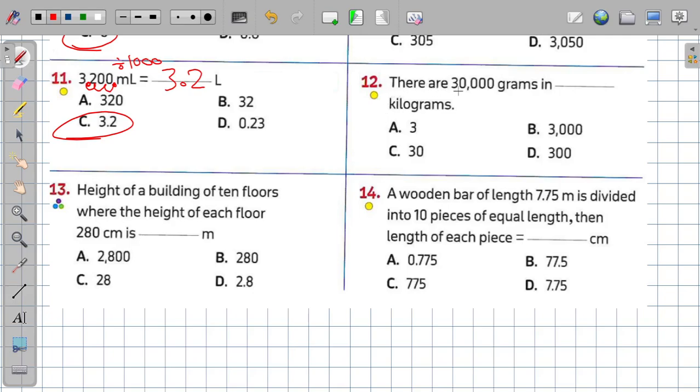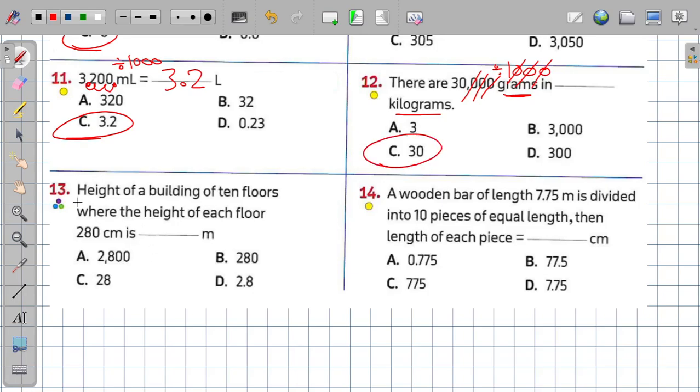There are 30,000 grams in how many kilograms? So from grams to kilograms, we will divide the number by 1,000. So I have 1 0 with 1 0, 1 0 with 1 0, 1 0 with 1 0. So it will be 30 divided by 1 equals what? Equals 30.